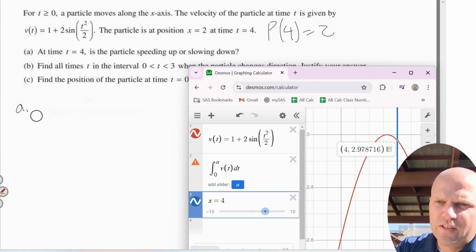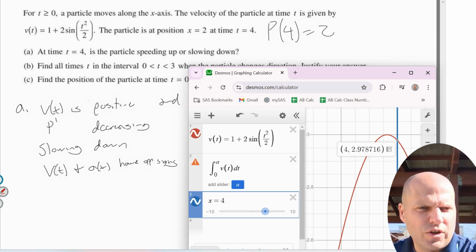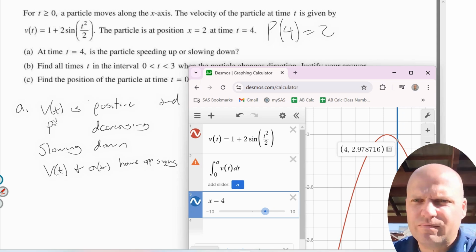Let's do it all quickly. Say my velocity, or P prime, is positive and decreasing. Therefore, we are slowing down. If you want to say V and A have opposite signs, great. So here's my velocity that's positive and decreasing.